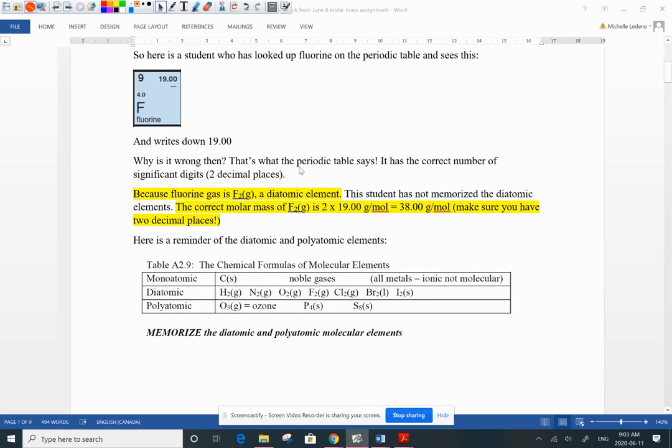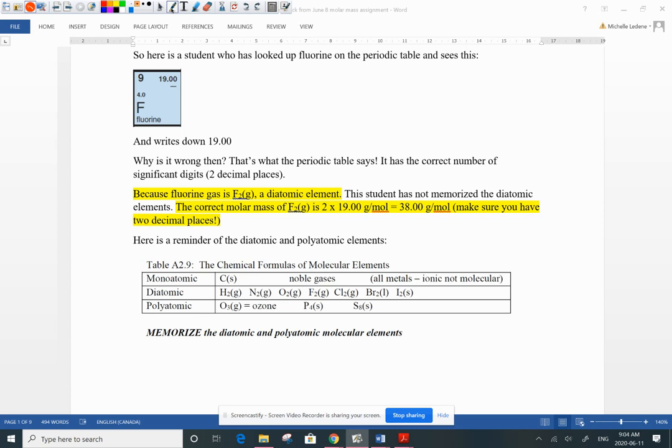Because fluorine gas is a diatomic element, and this student hasn't memorized the diatomic elements. Fluorine is F2, which is 2 times 19.00, that's 38.00. And of course, we've got our 2 decimal places and our units of grams per mole. I'm reminding you that we talked about this ages ago, and I have harped on it, saying you have to memorize these, and now you're seeing why. If you don't have them memorized, you're making mistakes in balancing and in molar mass. Everything we've done in Science 10 chemistry has built up to this point.